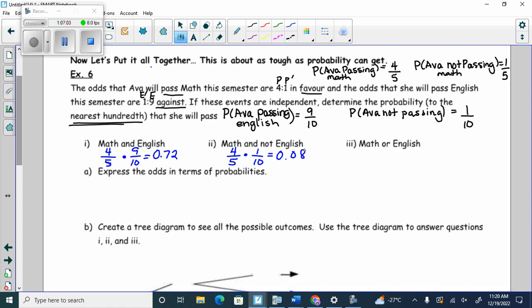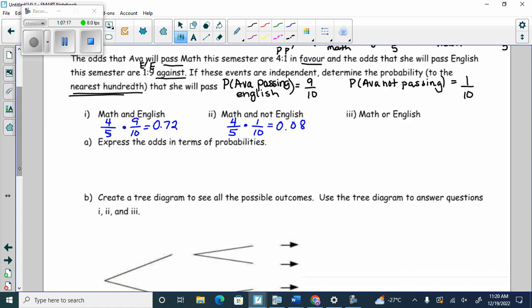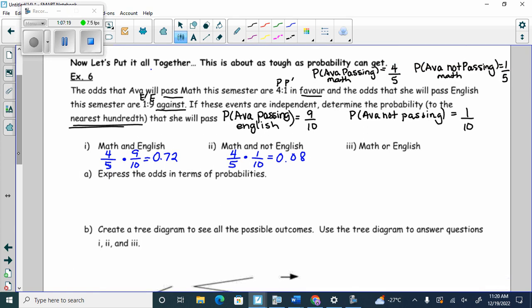What about passing math or English? We're going to have to watch ourselves with the math or English. So we'd have to create a Venn diagram with that one. What if I said didn't pass either? What if I said didn't pass either? Didn't pass either would be 1 out of 10 times 1 out of 5, which is 0.02.